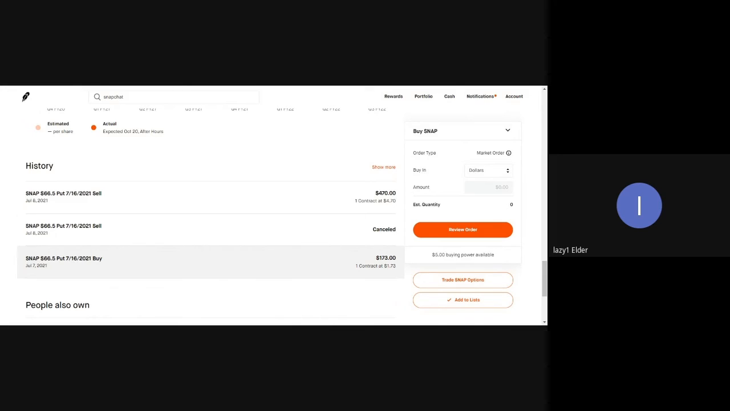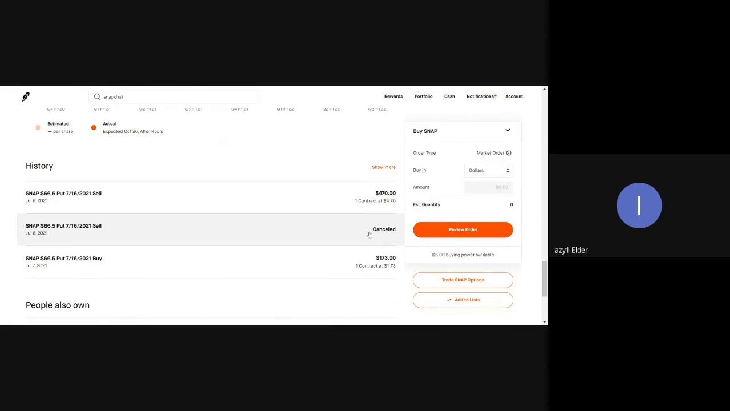Just always remember that. I'm sorry, each share is worth $1.73. But there's 100 shares within the contract. So anyway, like I said, this is the history. I basically was betting that Snap would drop in price. So I bought a contract saying that it's going to basically drop at this certain time around this certain amount.